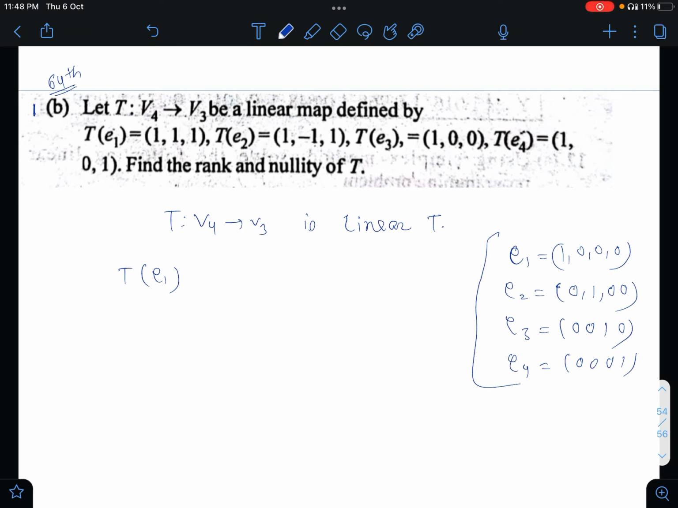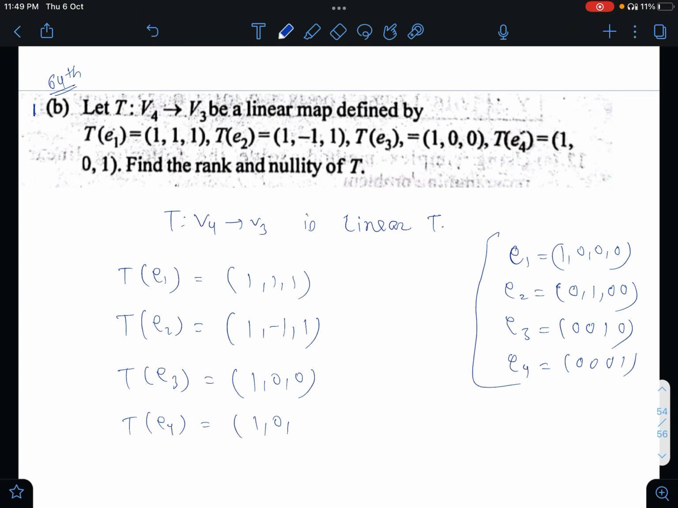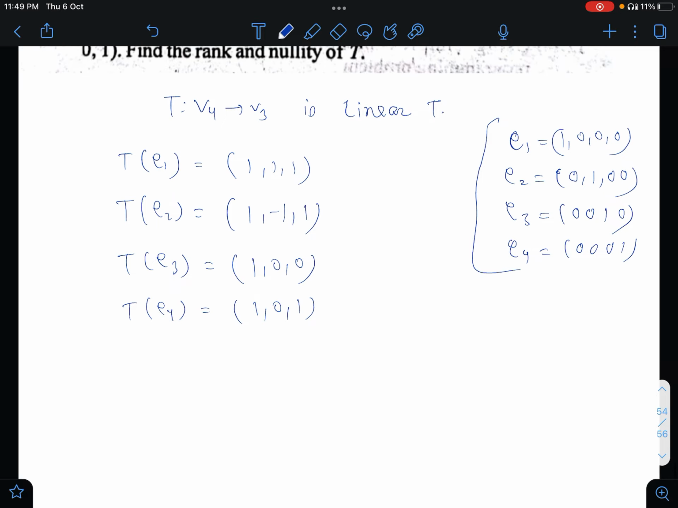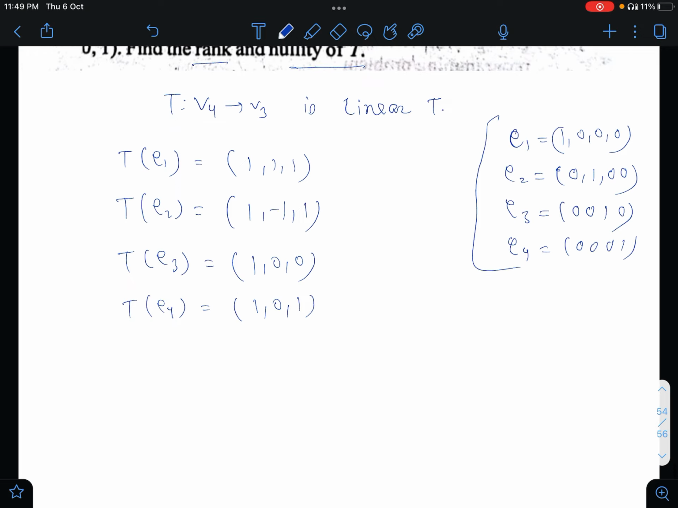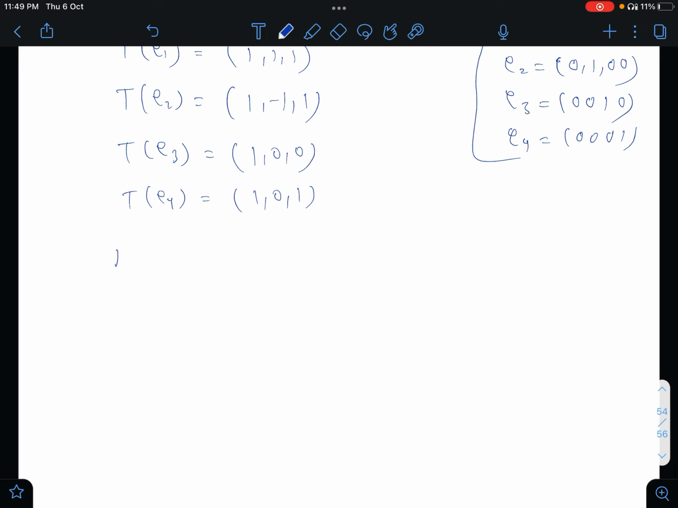We need to remember that E1, E2, E3, E4 are the basis of V4. That's it. T of E1 is equal to 1, 1, 1. T of E2 is equal to 1, minus 1, 1. T of E3 is equal to 1, 0, 0, and T of E4 is equal to 1, 0, 1. So we need to find the rank and nullity of the linear transformation T.